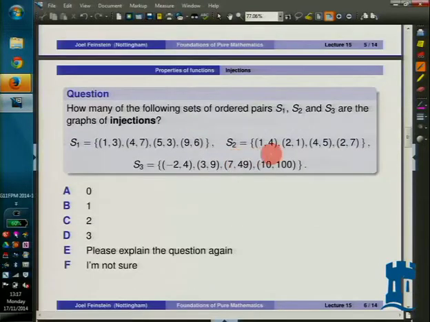Here's the question then. How many of these three sets of ordered pairs are graphs of injective functions, injections? In other words, first of all, are they graphs of functions? Otherwise, you can rule it out. And then if it is the graph of a function, is it the graph of an injective function? So I'll give you a few minutes to think about that. We'll see if you've understood the question as well. But you can vote any time because I've zeroed the votes.